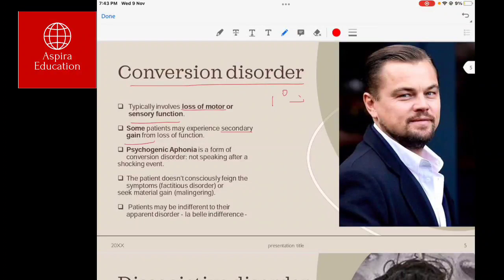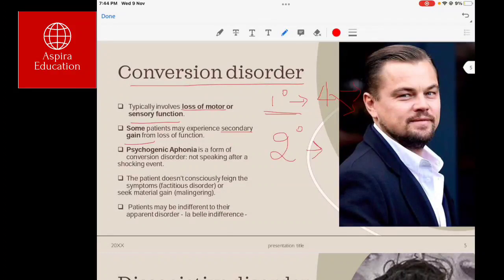So primary gain basically is, in the case of malingering, that you are portraying severe back pain so that you can get a medical certificate and say that you cannot drive for 4 weeks. Probably you have a function to attend, or you just want to rest. This is mainly primary gain, where they're clearly faking it for the sake of some returns.